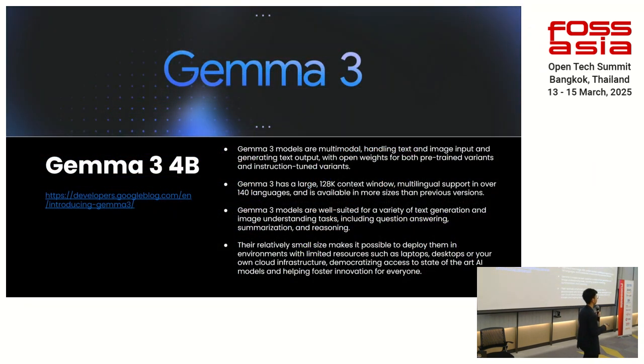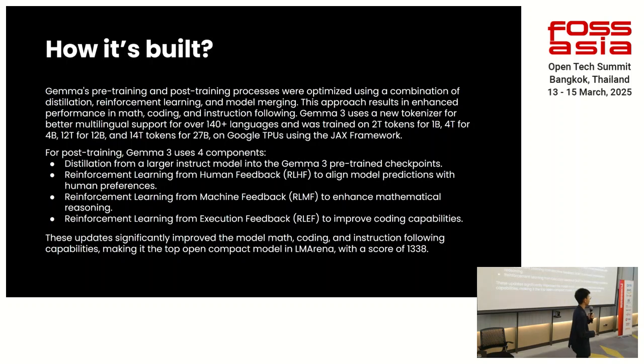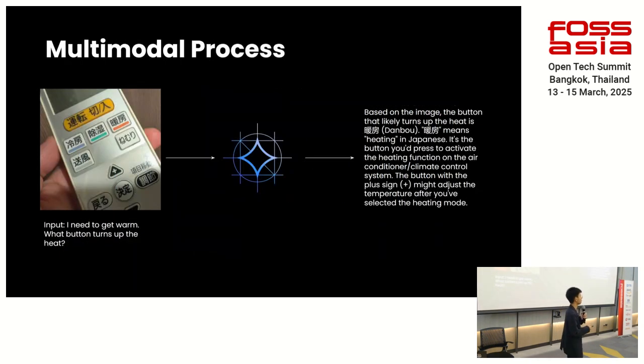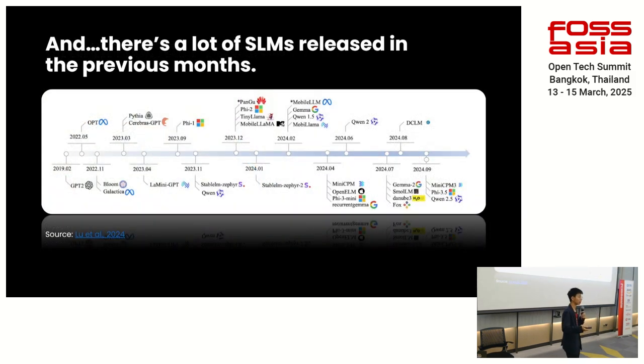So lately, 4 days ago, Google DeepMind released Gemma 3 in 4 billion parameters, and it also supports over 140 languages. And it's very brilliant so far. It's built from the big model and then distilled into a smaller model. You can see the multimodal processing, and you can use it within Ollama. You can input an image and let Gemma analyze it and bring it into text. And we also have a lot of small language models that were released in the previous months.